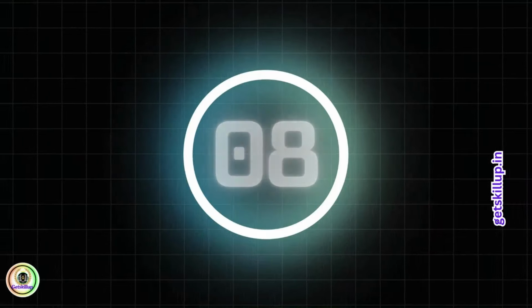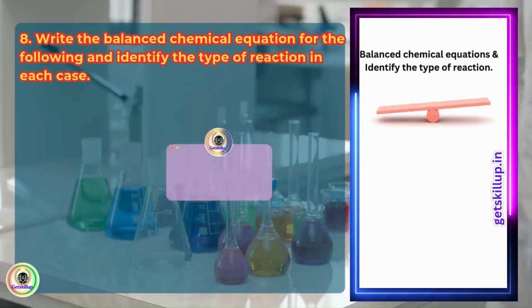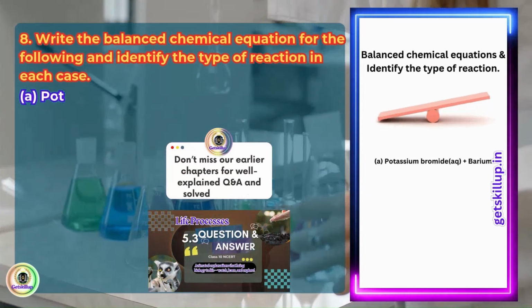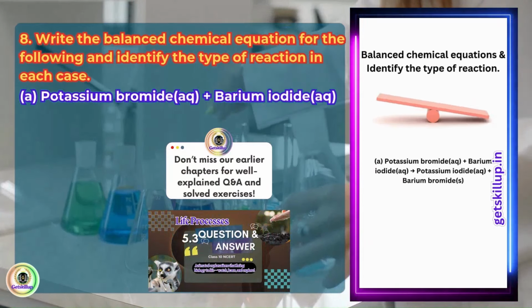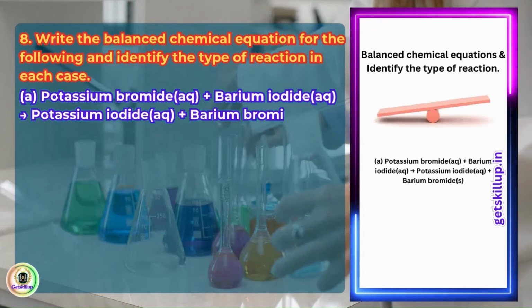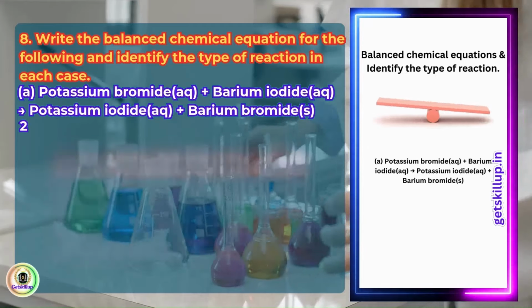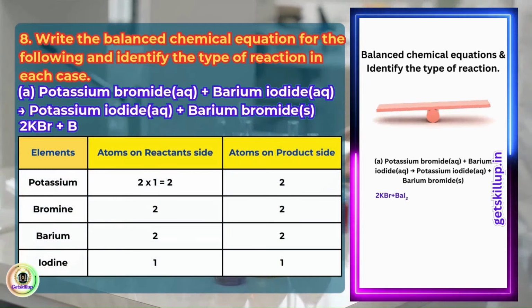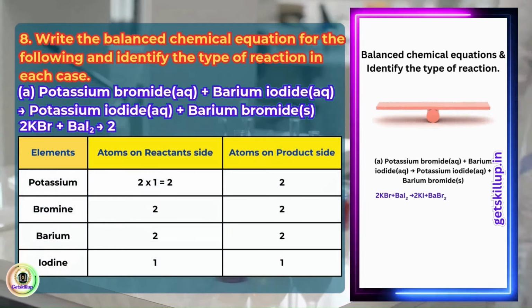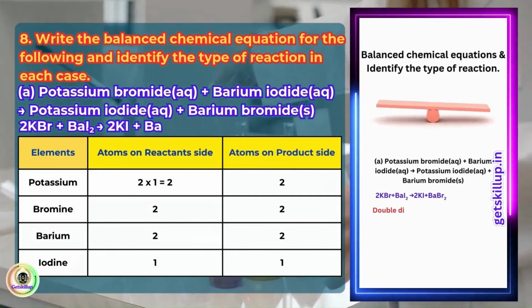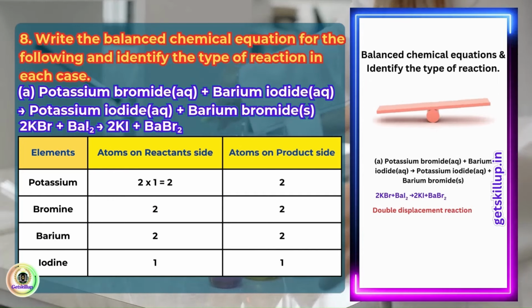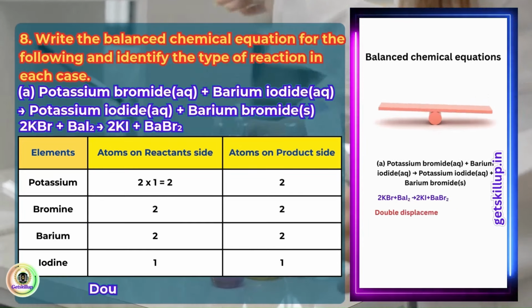Question 8. Write the balanced chemical equation for the following and identify the type of reaction in each case. A. Potassium bromide aqueous plus barium iodide aqueous gives rise to potassium iodide aqueous plus barium bromide solid. Balanced chemical equation: 2KBr plus BaI2 gives rise to 2KI plus BaBr2.